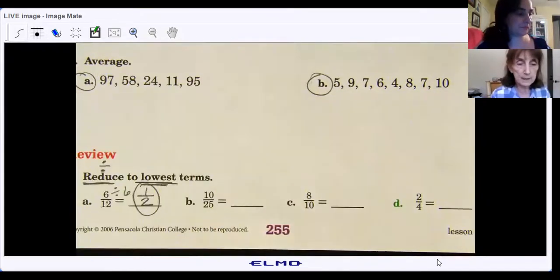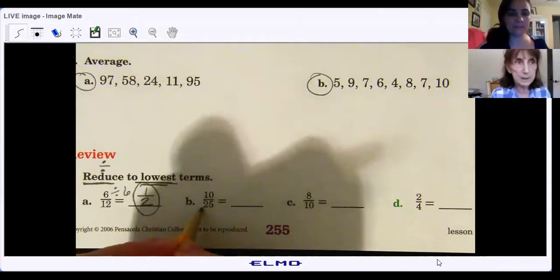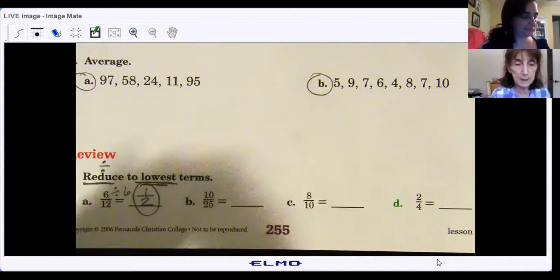All right, let's look at B. 10 and 25. What are we going to divide by? What will divide into 10 and 25? Well, let's try. Will 10 work? 10 will divide into 10. Will 25 divide by 10? It won't work. It's not going to come out even.